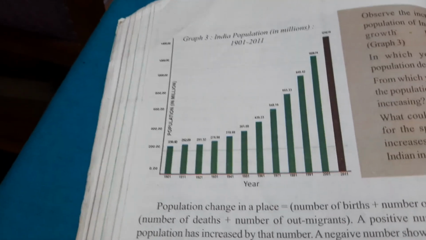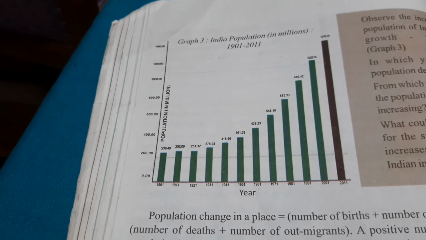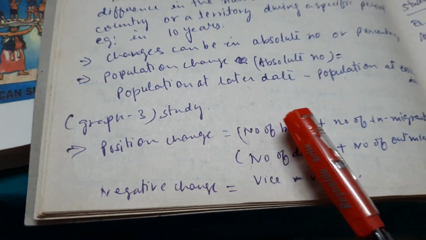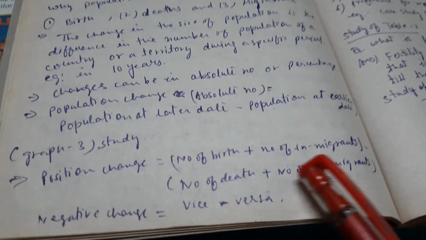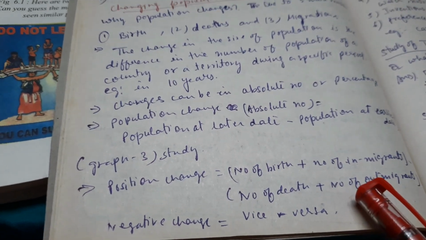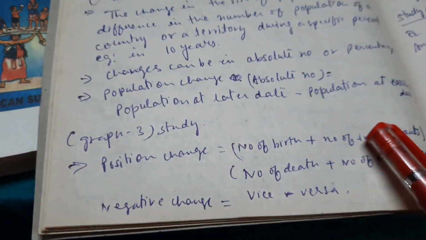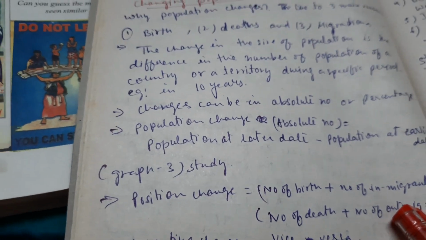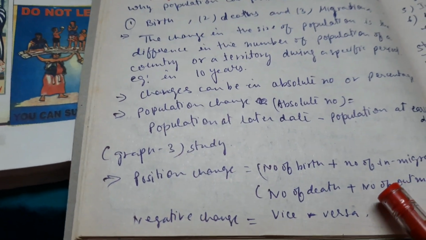Another reason is immigrants. Immigrants means the people coming from another area to our area. This also adds to the population of a country. The change of population means the number of births plus the number of immigrants, the people coming into our area, minus the number of deaths plus the number of out migrants. Out migrants means the people who are going out of our area. Now if this shows us a positive number, then it is called positive change. If it gives you a negative number, that is, if the number of deaths plus out migrants is more than the number of births plus immigrants, then it will give you a negative number. So did you understand?